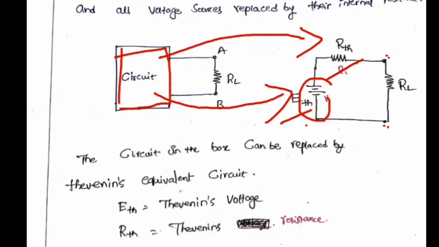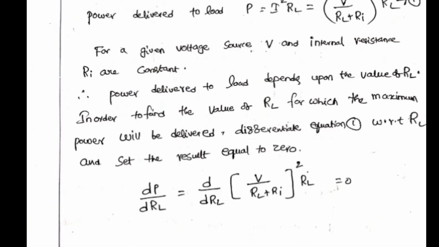This is the maximum power transfer theorem we are explaining now. Maximum power is transferred from source to load when load resistance is equal to source resistance. That is the statement. To prove that, we consider a circuit. The maximum power will be transferred to the load when RL is made equal to Ri or R Thevenin. When RL is equal to R Thevenin, then maximum power will be transferred to the load.